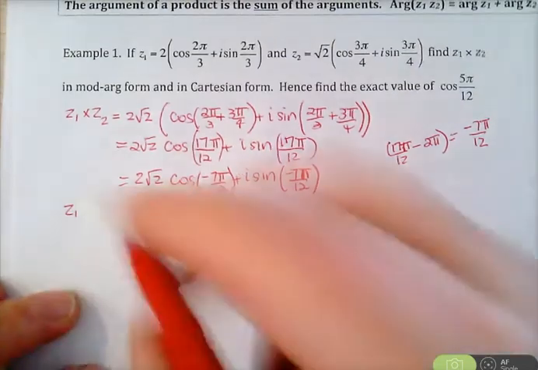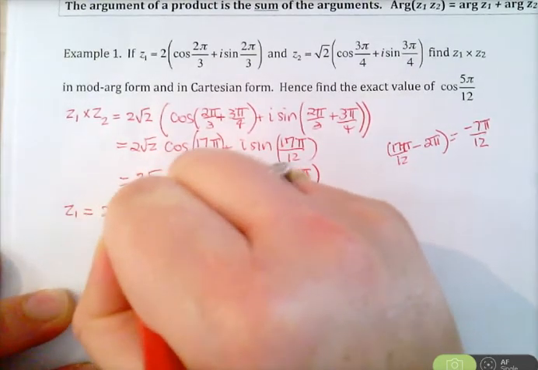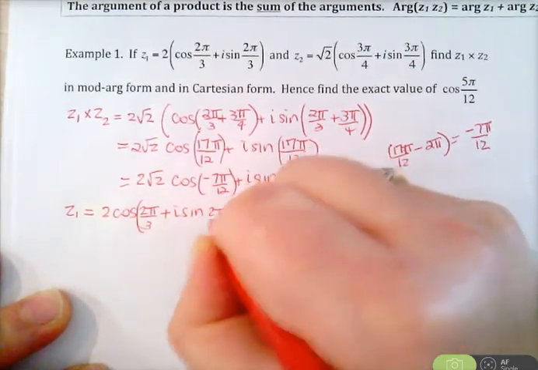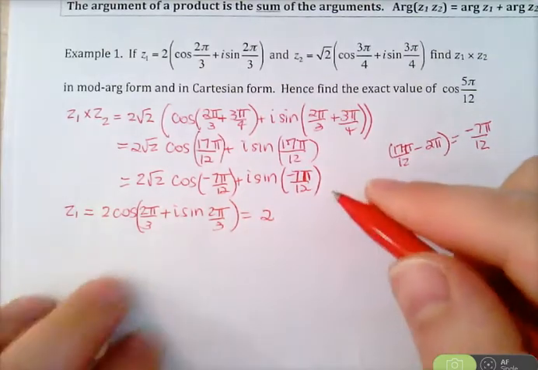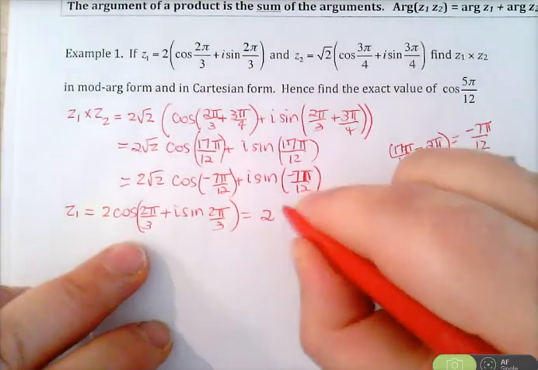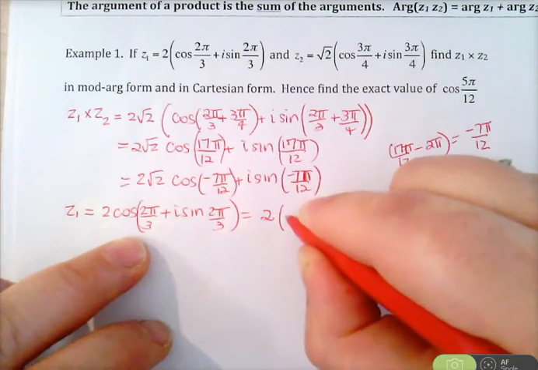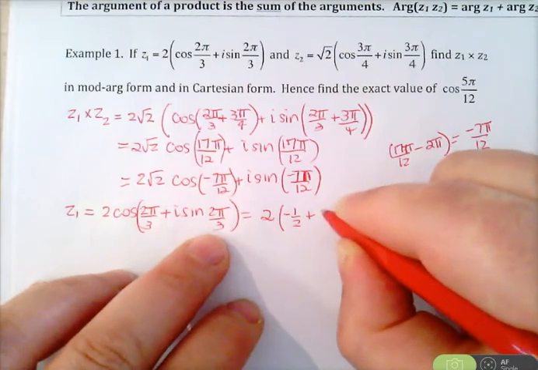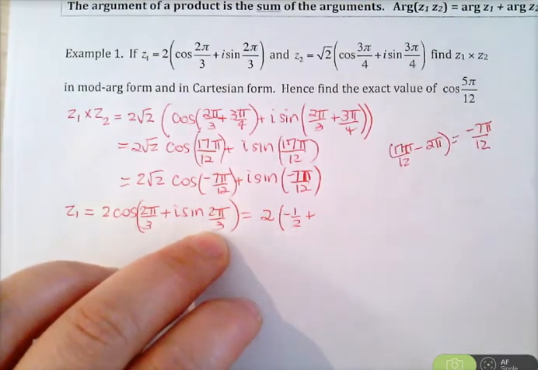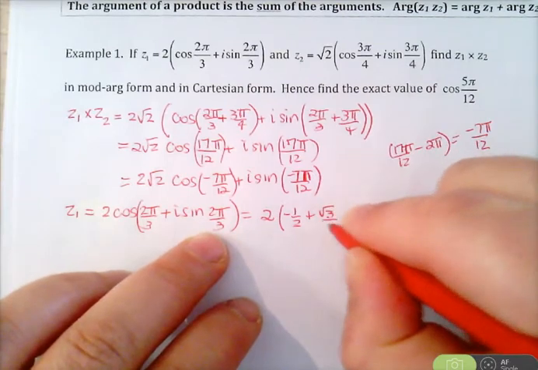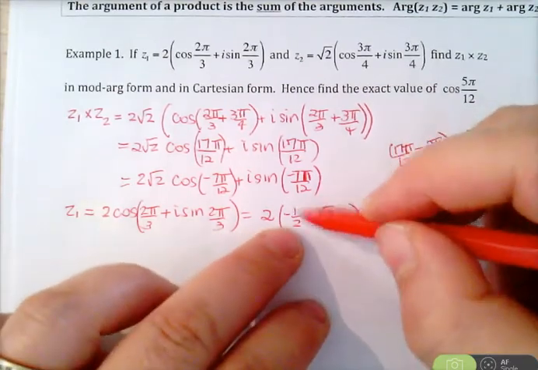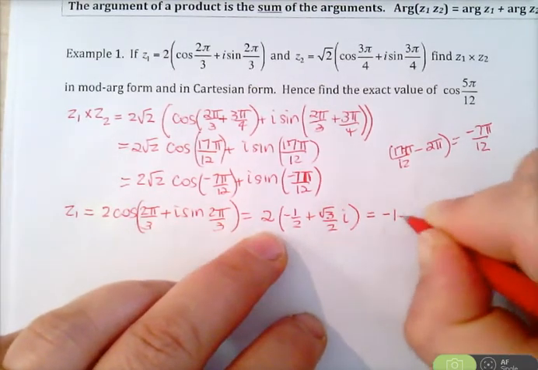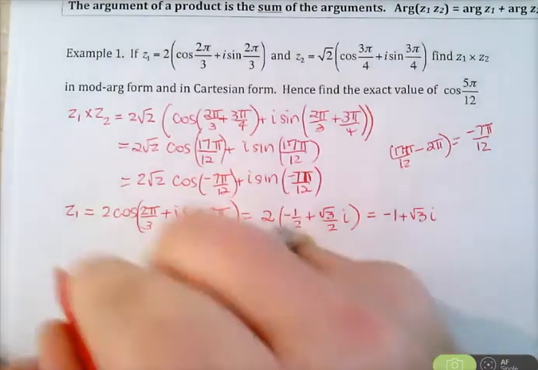So the first complex number Z1 is 2(cos 2π/3 + i sin 2π/3), which is 2 times the cos of 120°, the same as minus cos 60°, which is 2 times negative a half, and the sine of 120°, the same as sine 60°, which is √3/2. So we've got 2(-1/2 + (√3/2)i), which, multiplying through by 2, gives us -1 + √3i. That's our first complex number.